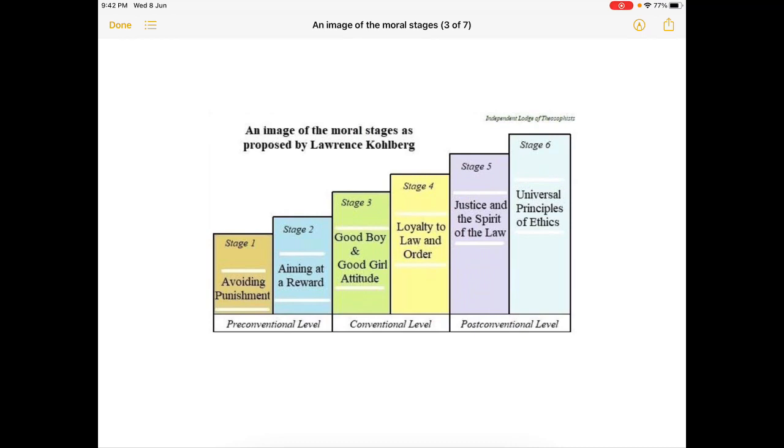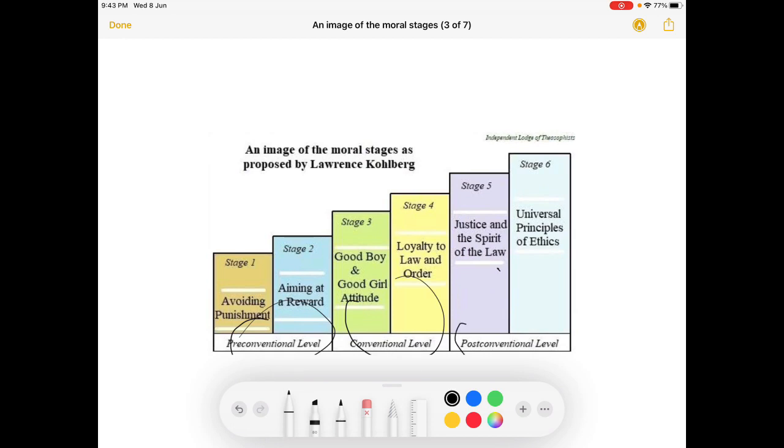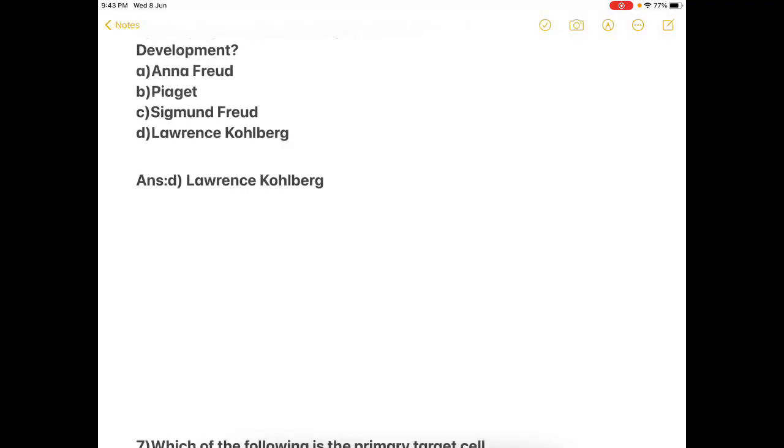Stage 1, avoiding punishment. Stage 2, aiming at a reward. Stage 3, good boy and good girl attitude. Stage 4, loyalty to law and order. Stage 5, justice and spirit of the law. Stage 6, universal principles and ethics. Stages 1 and 2 fall under pre-conventional, whereas stages 3 and 4 fall under conventional, and stages 5 and 6 post-conventional. You can always read in detail if you want to know more about this moral development theory.